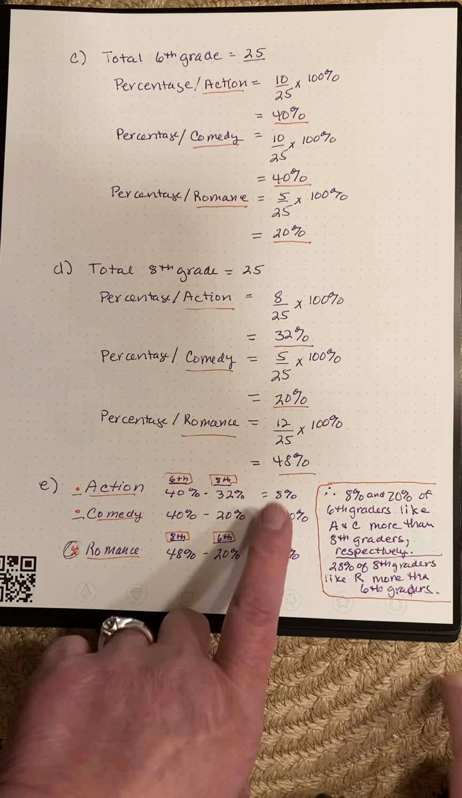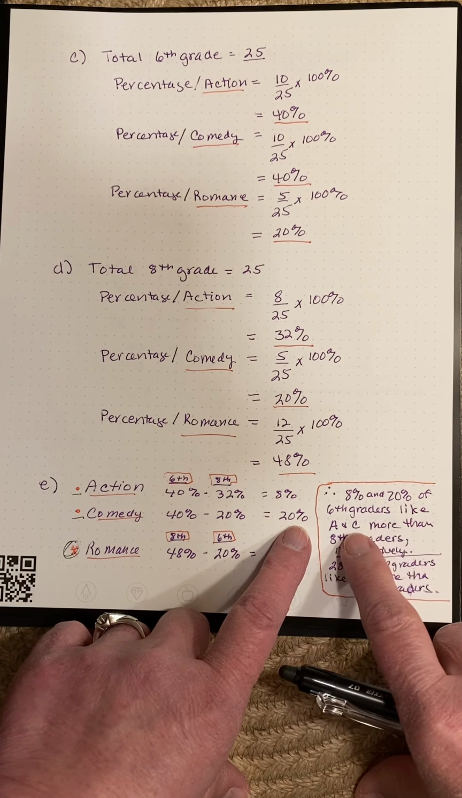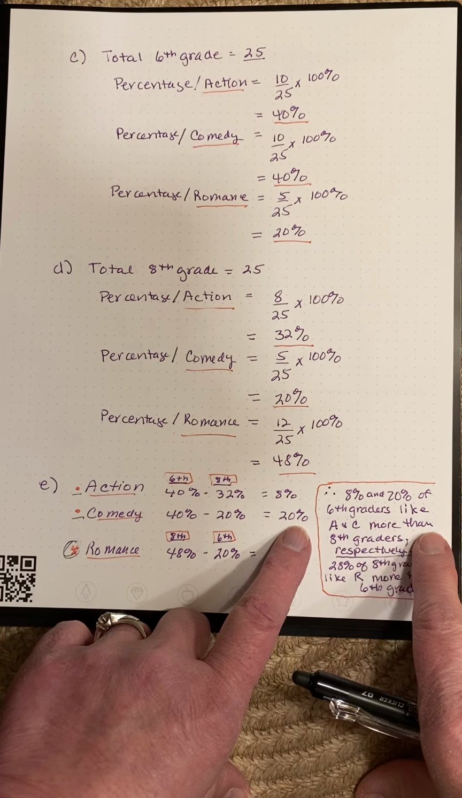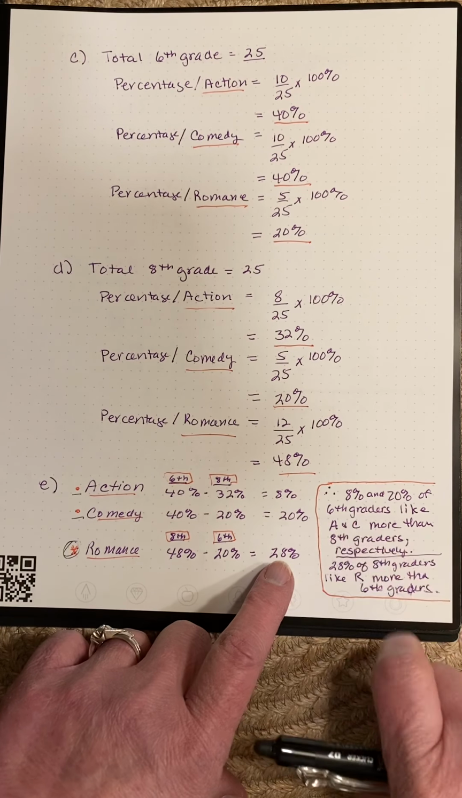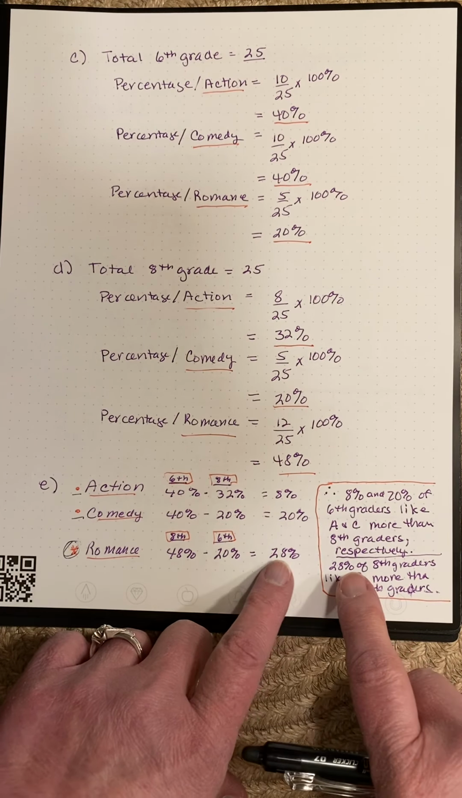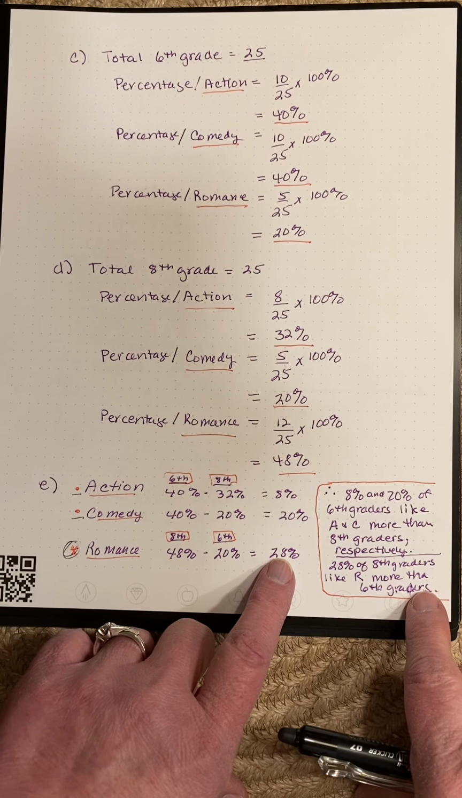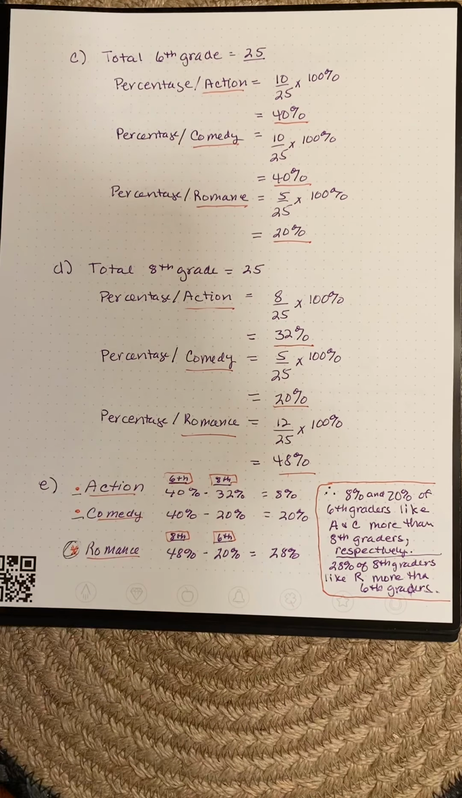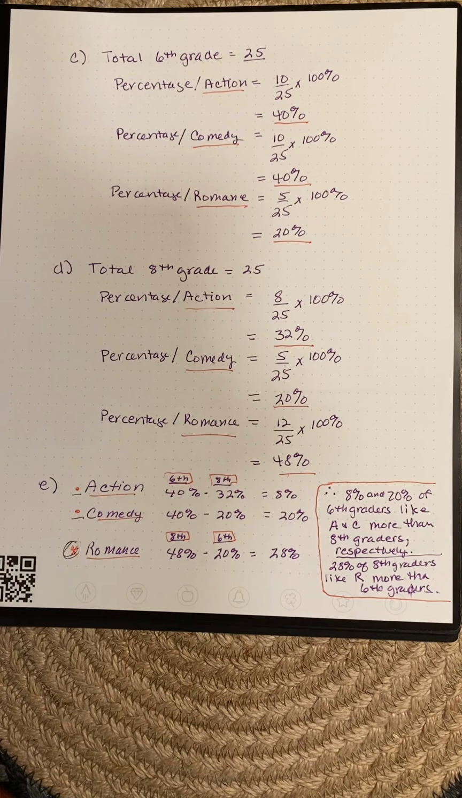Therefore, you start with the percents. 8% and 20% of 6th graders like action and comedy more than 8th graders, respectively, because there's two of them involved. However, 28% of 8th graders like romance more than 6th graders. And that's how I would answer that question. Okay, there you go.